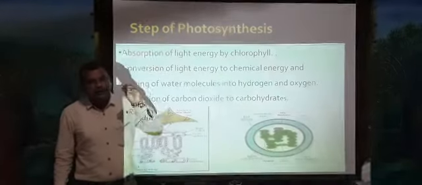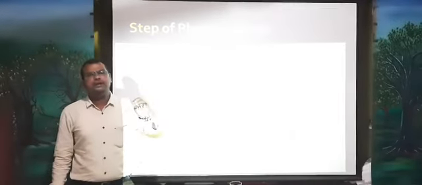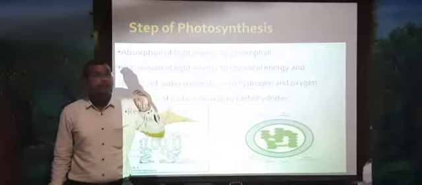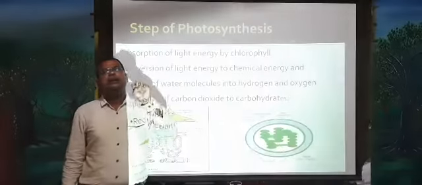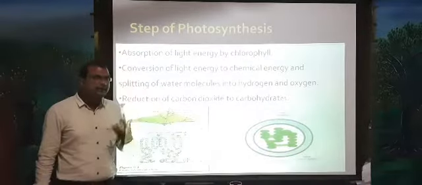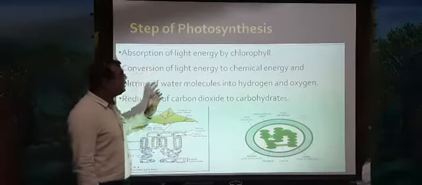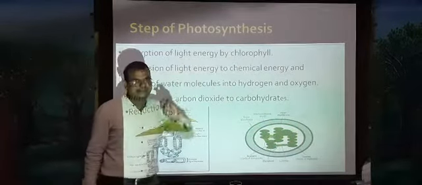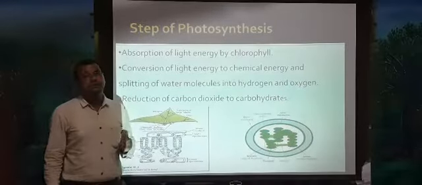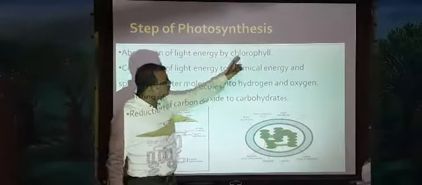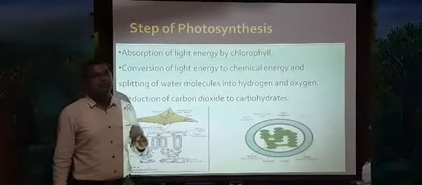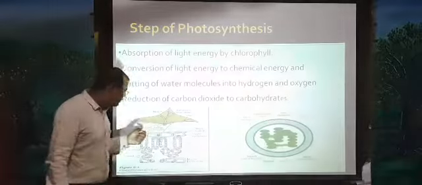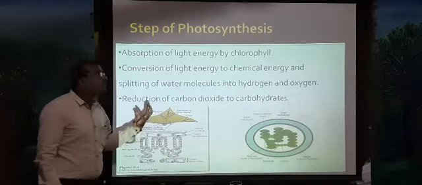See here, for any process or any work to take place, there is a need for energy. Photosynthesis is also one of the complex processes. If that process has to take place, it needs energy also. So the energy they get from the sun. What kind of energy do they get? They get energy in the form of light. So they get light energy from the sun. Who will absorb that? There is a pigment called chlorophyll, which is responsible for absorption of sunlight.